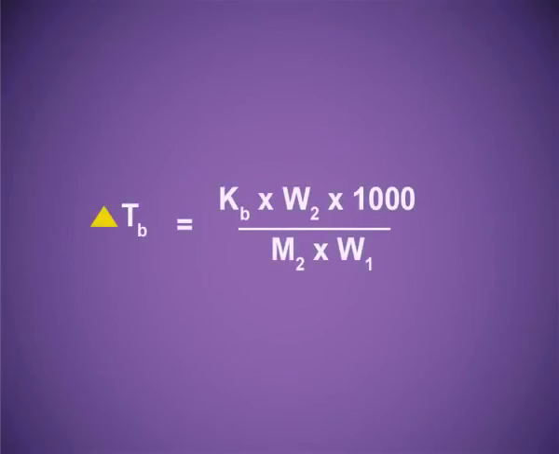Mathematically, delta Tb is equal to Kb into W2 into 1000 divided by M2 into W1. Here you can see that delta Tb is inversely proportional to the molecular mass of the solute, and from this formula we can calculate the molecular mass of any solute, and if the molecular mass is higher, the value of delta Tb will be lower.